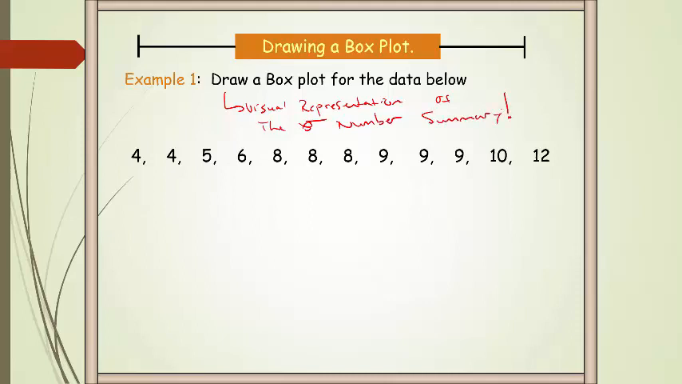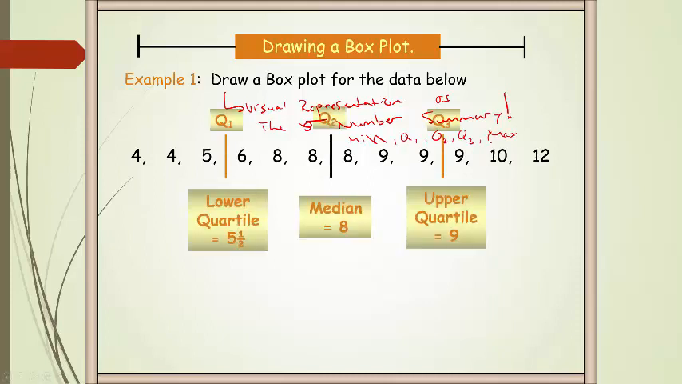Okay, the visual representation of that five-number summary. So remember what that was: it was the min value, quartile 1, quartile 2, quartile 3, and the max value. All right, so we've got those, the first quartile, the second quartile, and the third quartile.